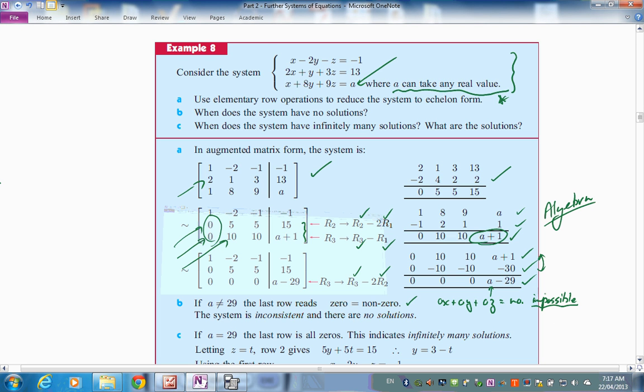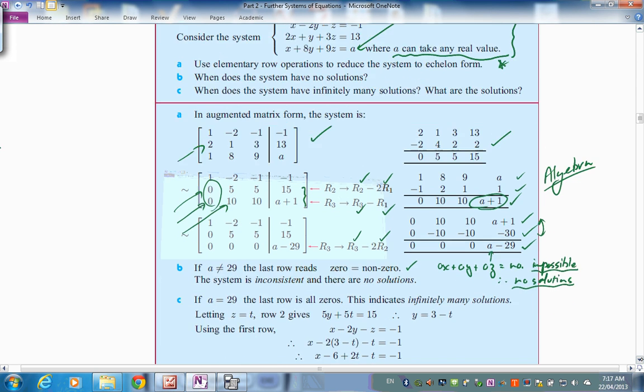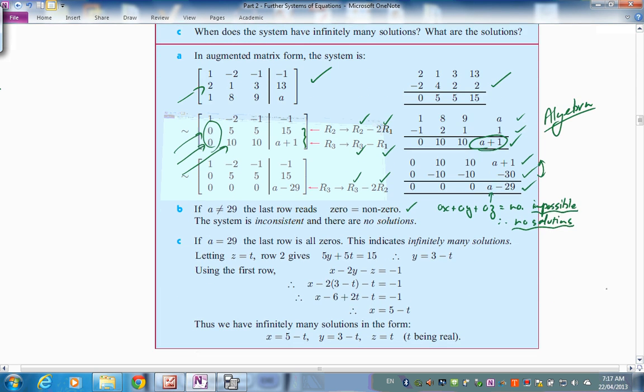Impossible. Therefore, no solutions. Can you see what we're doing? We're doing the same stuff again, only we have the flexibility to talk about the possible solutions due to a changing A value in row 3. Okay, so if A equals 29, the last row is all zeros. What does that mean? Write it out. Rows are equations. 0x plus 0y plus 0z equals 0 if A is 29.